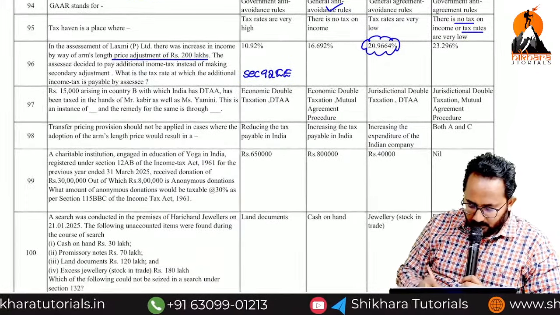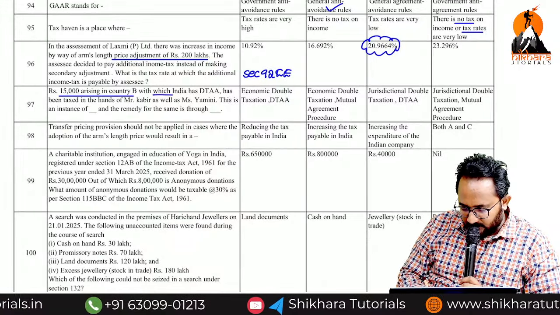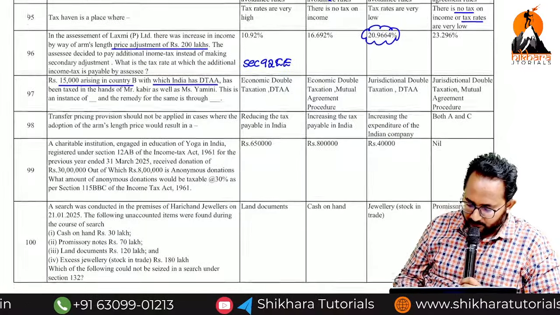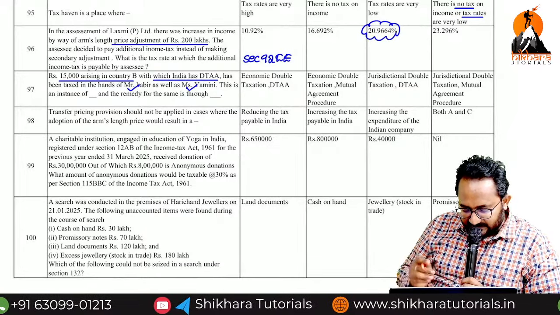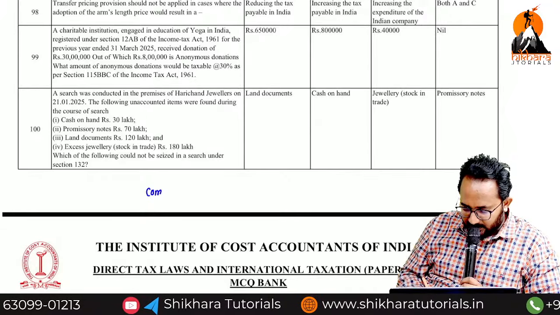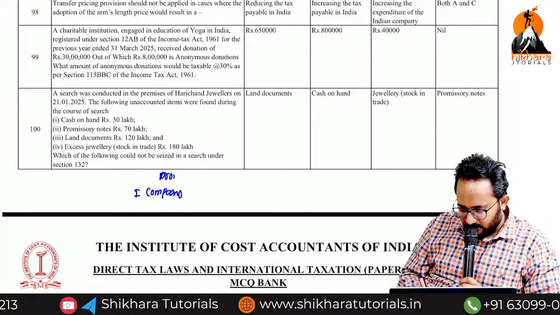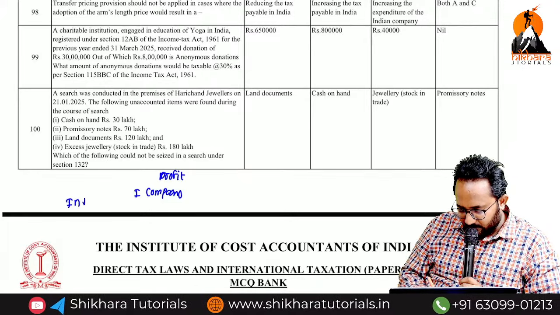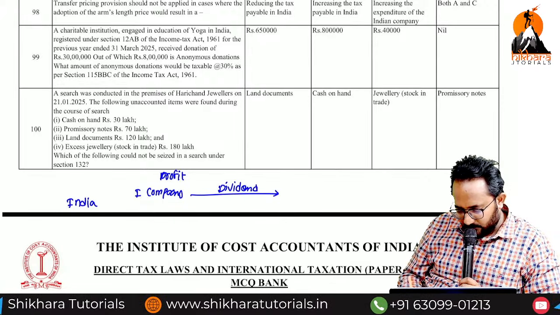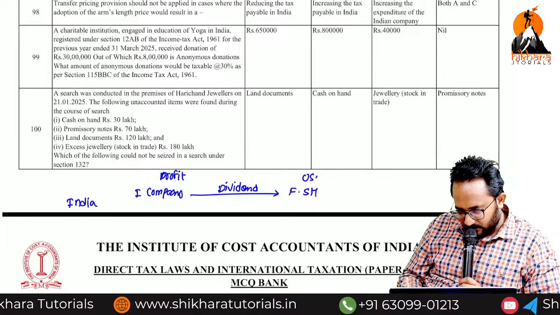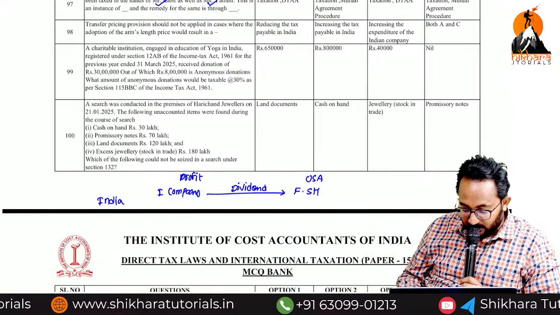Next, some amount of 15,000 arising in country B, with which India has a DTAA. So it is taxed in the hands of Kabir as well as Amini. This is an instance of, suppose an Indian company is earning profits and paying tax in India. Now they are distributing the same as a dividend to the foreign shareholders in the USA. Now in the hands of the shareholders, again that amount attracts more tax.